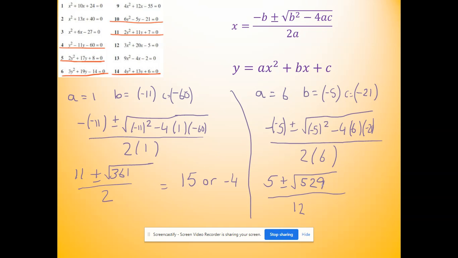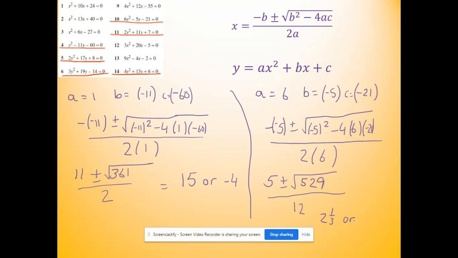And now it's a case of picking up the calculator and doing 5 plus the square root of 529. I'm going to use my fraction button. Just put that in wrong, sorry. So push my fraction button, 5 plus root 529, then on the bottom, the denominator, I'm going to put in 12. Put equals. Okay, this one I'm getting 2 and 1/3. Hopefully I've not made a mistake somewhere in there. Let me just try and quickly check.